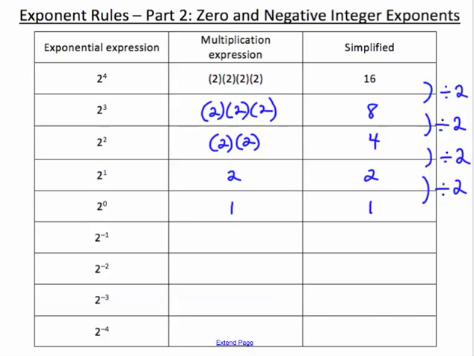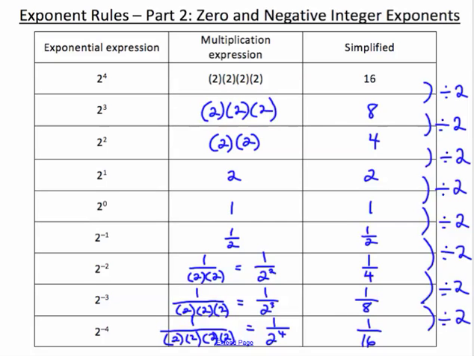And if we continue the pattern further, then 2 to the power of negative 1 must be 1 divided by 2, or a half. Continuing the pattern further, 2 to the power of negative 2 would put another 2 in the denominator and would equal 1 over 4. So let's complete the rest of the table using that pattern. So that's what it would look like.